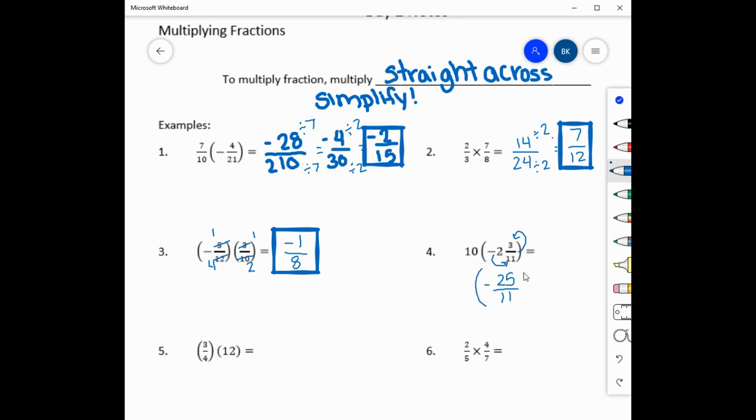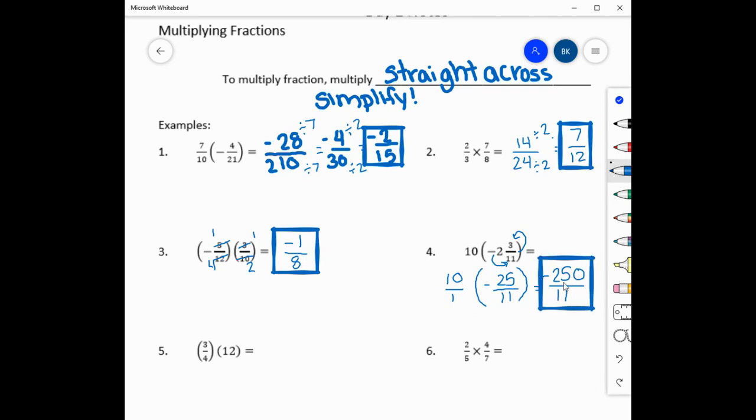So we're multiplying negative 25/11 times 10, and 10 is 10 over 1. And then when we multiply straight across, 10 times negative 25 gives us negative 250. And then 1 times 11 is 11. And we can just keep this as an improper fraction for now.